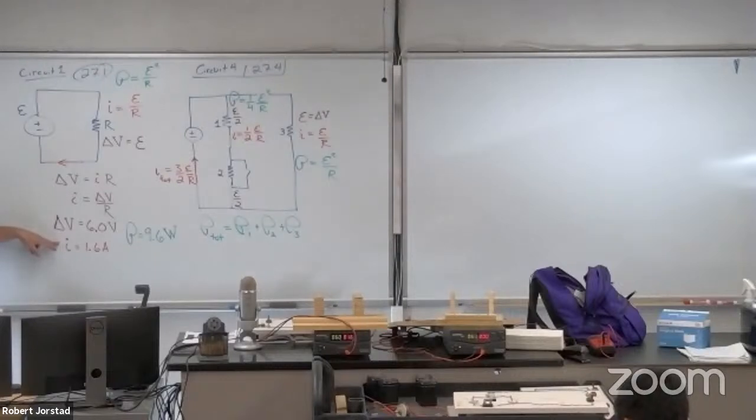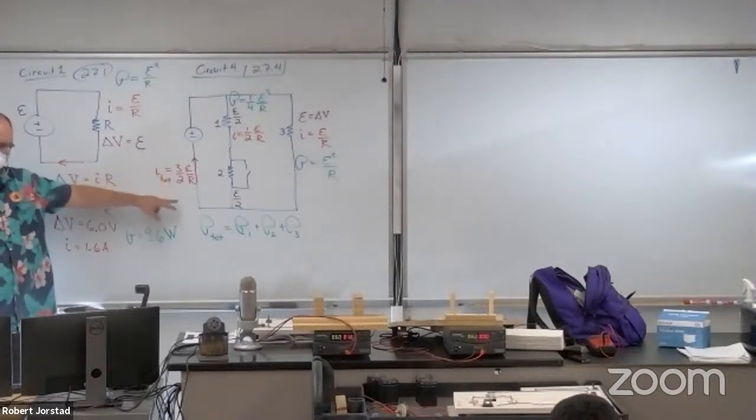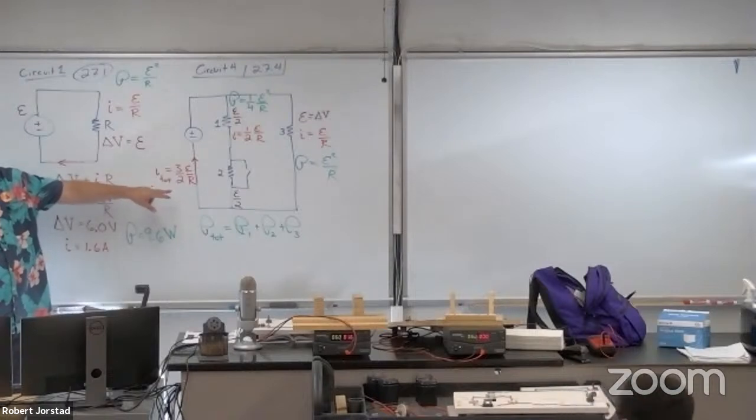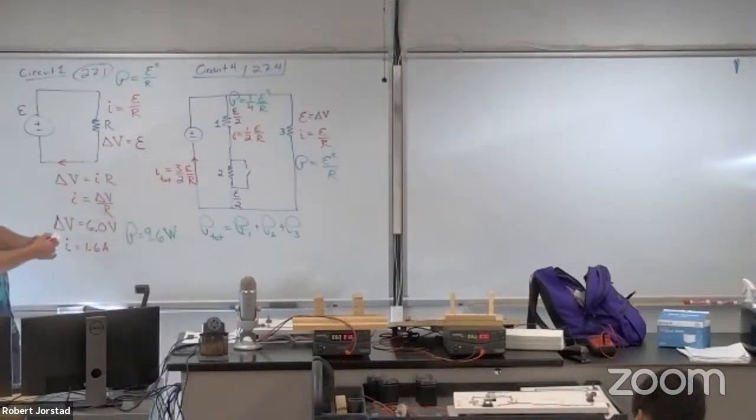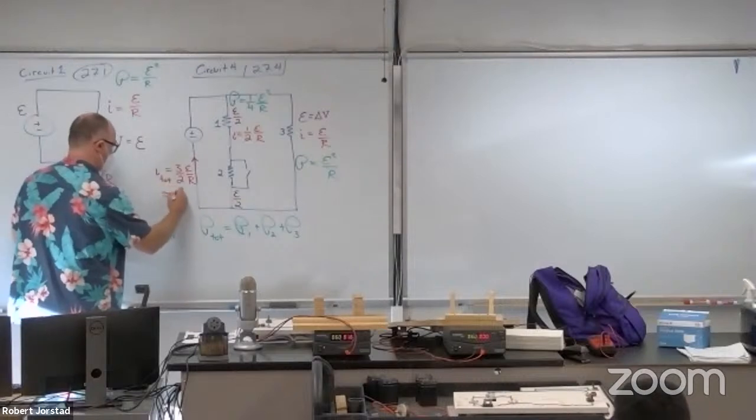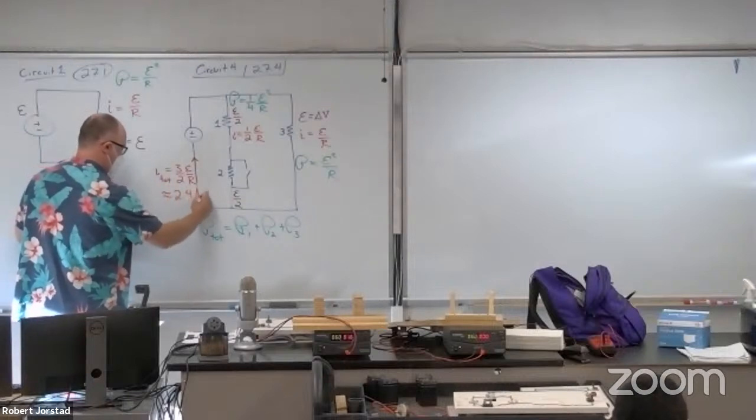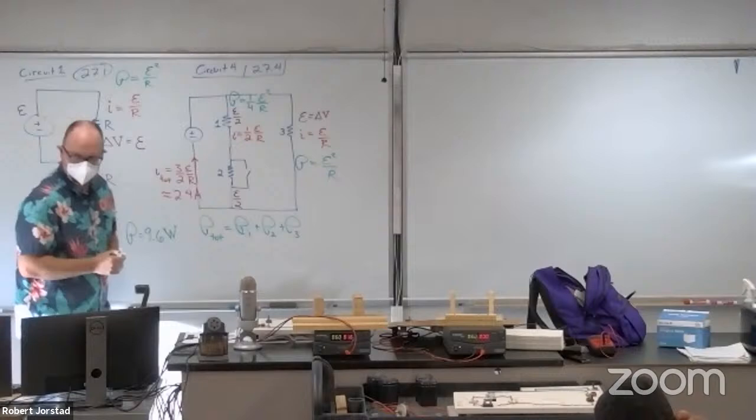What is our expectation for the total current in this new one? About 2.5. Right? Half of this is 0.8. 3 halves would be 2.4. Yep. Right? So we're expecting 2.4 amps-ish. Got it?